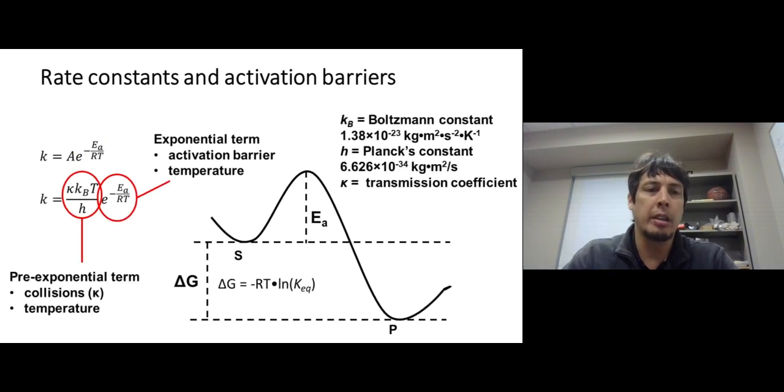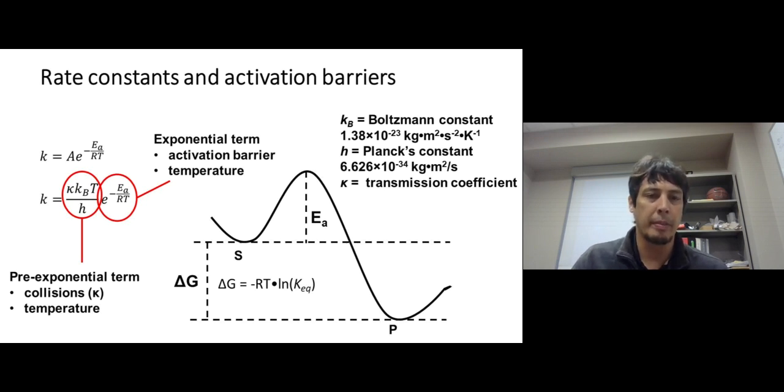So to get a better understanding, we can expand this pre-exponential term. The terms within this are kappa, k_B, T, and h. k_B is a constant called the Boltzmann constant. Kappa is the transmission coefficient, which we'll get back to in a second. T is still temperature, and h is Planck's constant. So we have two constants within this, k_B and h. And within this, as temperature increases, that's going to increase the rate constant.